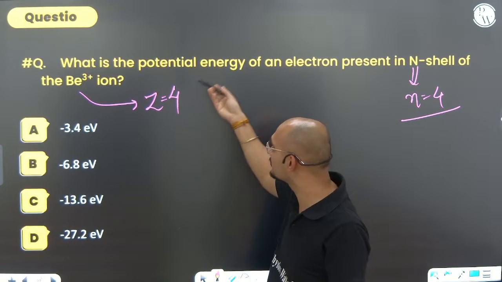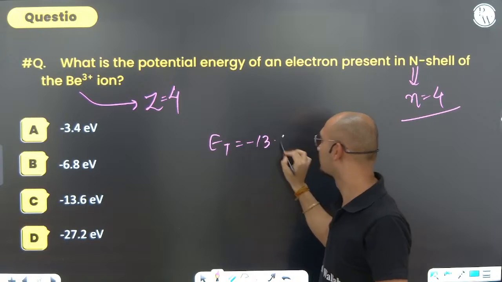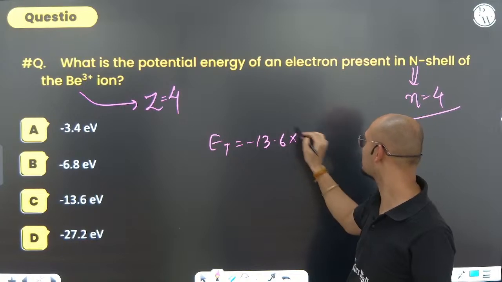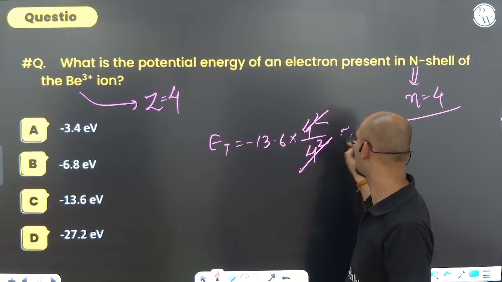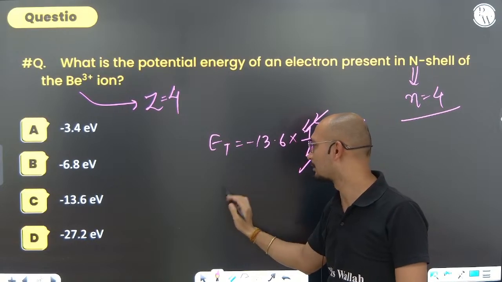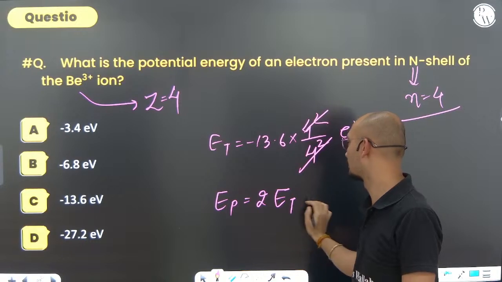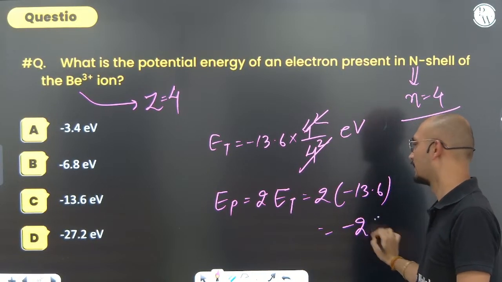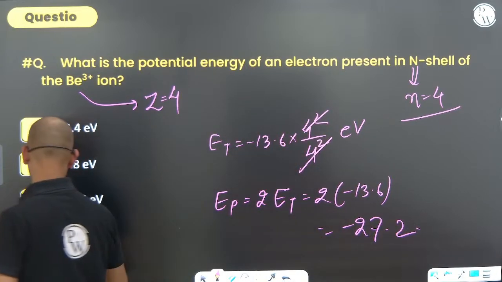So what is it asking for? Potential energy. First of all, find out E total. It is minus 13.6 into Z square by n square. What is the Z square? 4 square. What is n square? That is also 4 square. Cancel this much, electron volt. But it is E total, and we know that E potential is 2 times E total. That is 2 into minus 13.6, that is minus 27.2. So option D is the correct option.